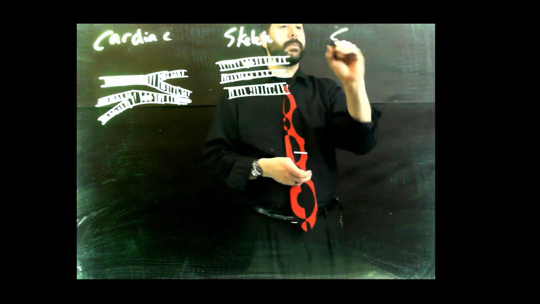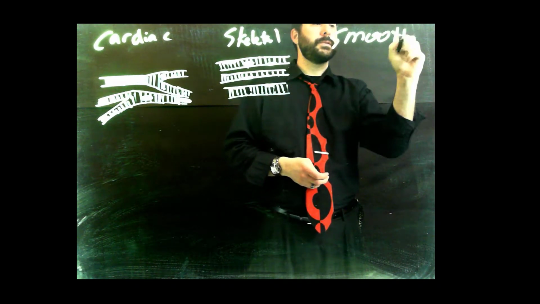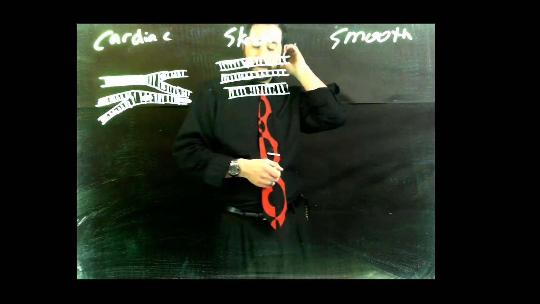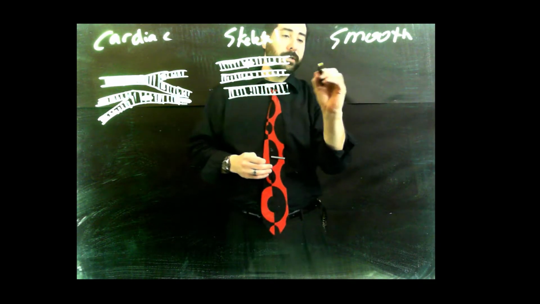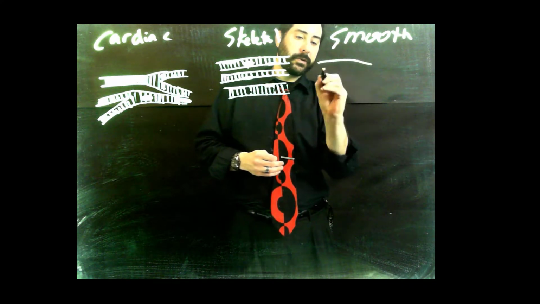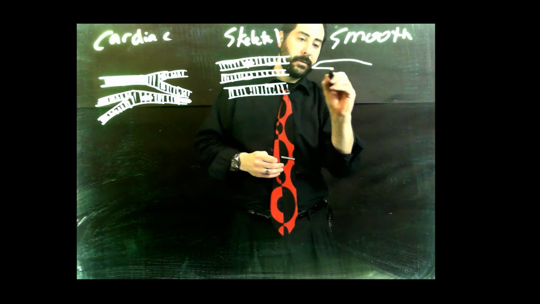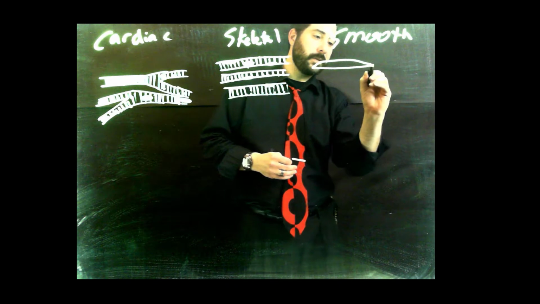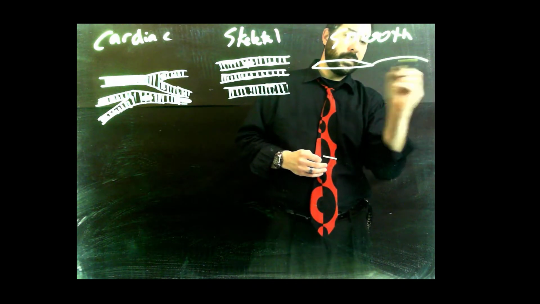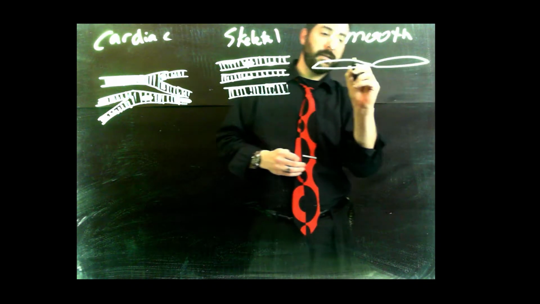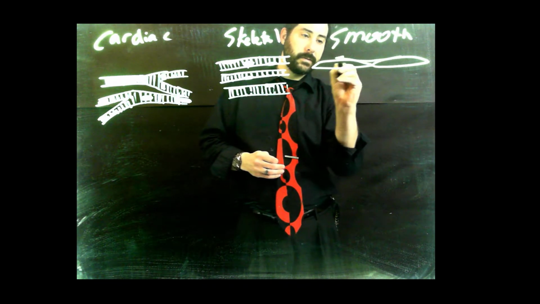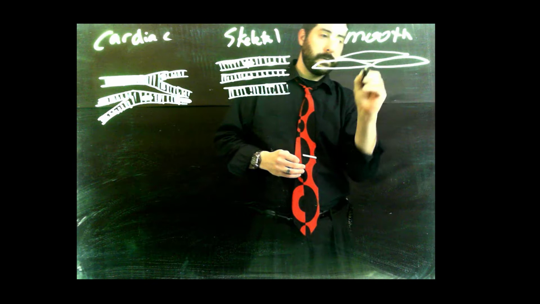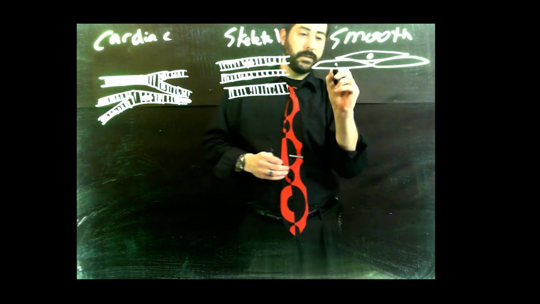The last type is smooth. Now, smooth is a little bit different for 2 reasons. Number one, we don't have any striations. So they're somewhat long and cylindrical cells, but there are no striations. And the other thing is we get a lot of pointed ends on these cells. They also have a centrally placed nucleus, like so.